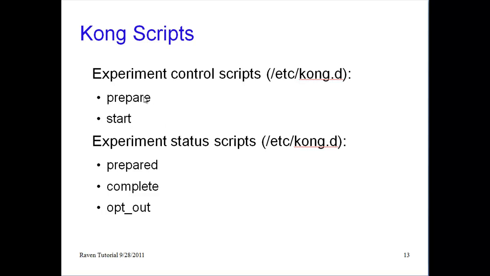So inside of the prepare script, you could determine that your node has some kind of problem. For example, maybe its disk needs to be cleaned, or the load is too high, or for some reason you don't want that node to participate. In the prepare script, you could call the opt-out script, and that node would automatically be opted out of your experiment.